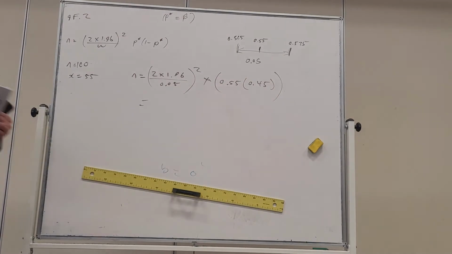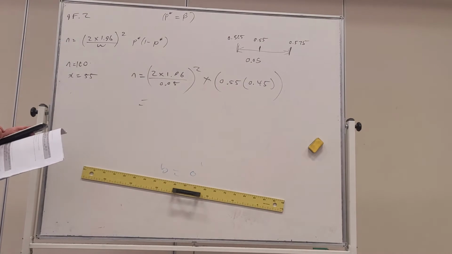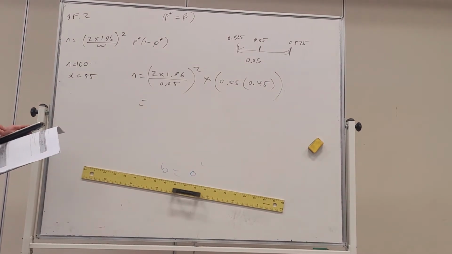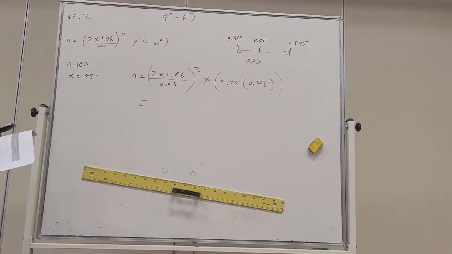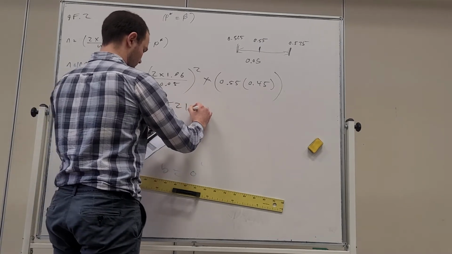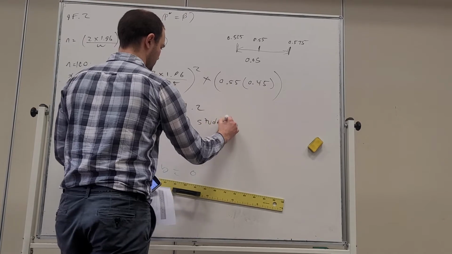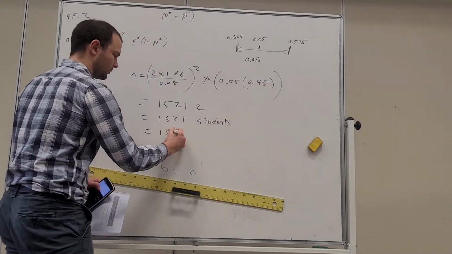So let's perform this calculation. 2 times 1.96 squared. All right, I got 1,521.2, so 1,521 students. Okay, and if it's 3 significant figures, we would write 15.